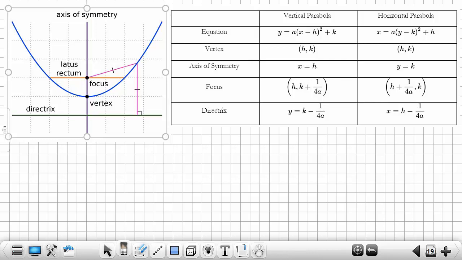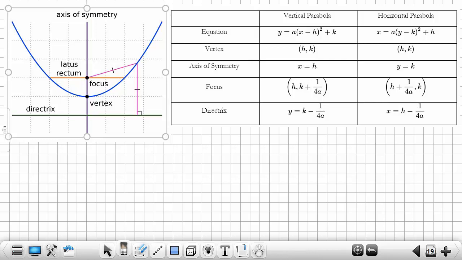All right. So of course the axis of symmetry, as Destiny pointed out earlier, the axis of symmetry is x equals h because the vertex is on the axis of symmetry. So of course the axis of symmetry has to equal the x value of the vertex.